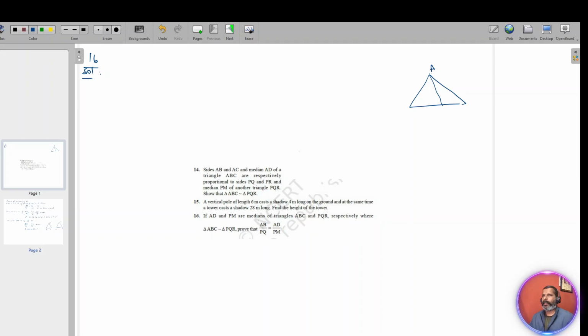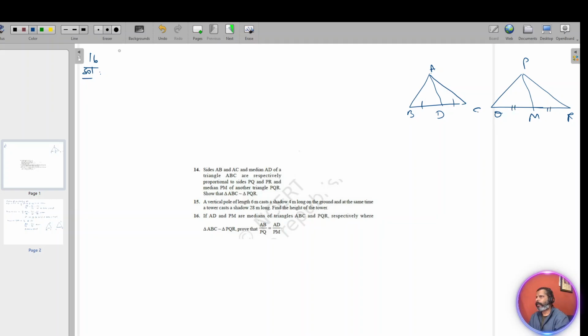A, B, C and AD is a median. In ABC, AD is a median. Similarly, in PQR, when I write PQR, I don't get a median, so I'll extend this like this. In PQR, PM is a median. When they say median, the halves should be equal.